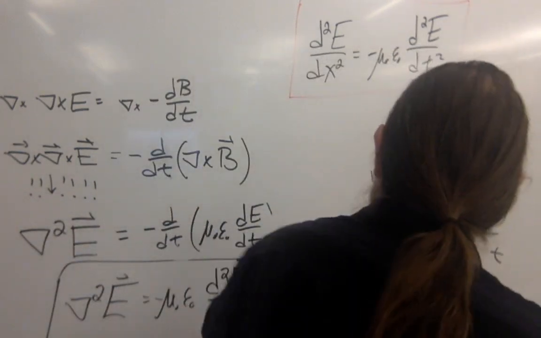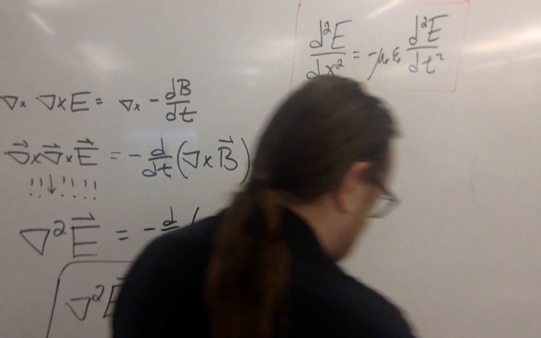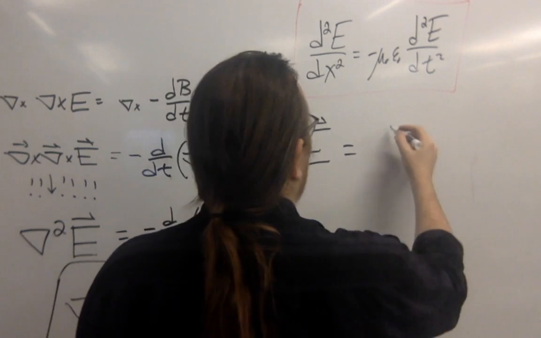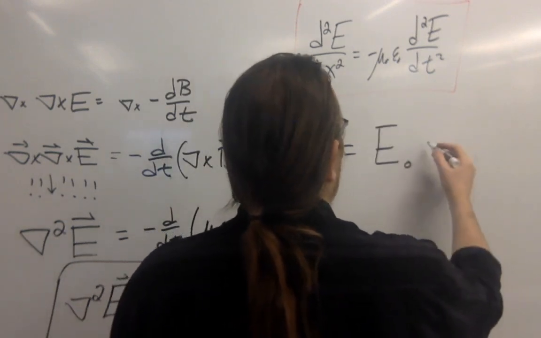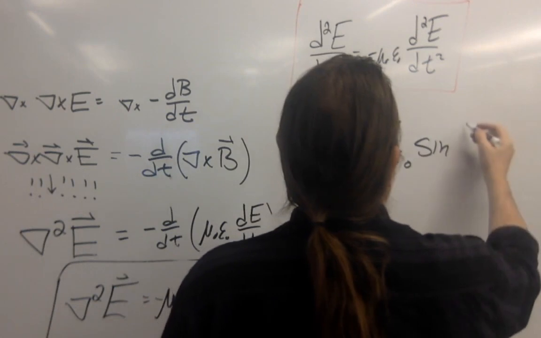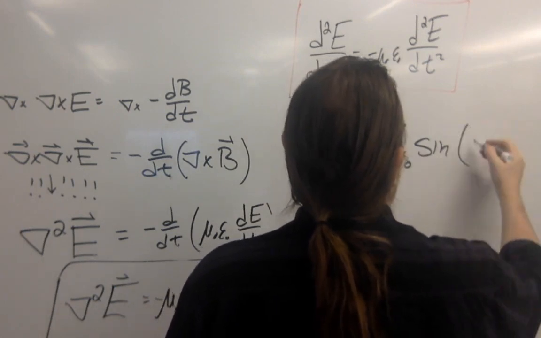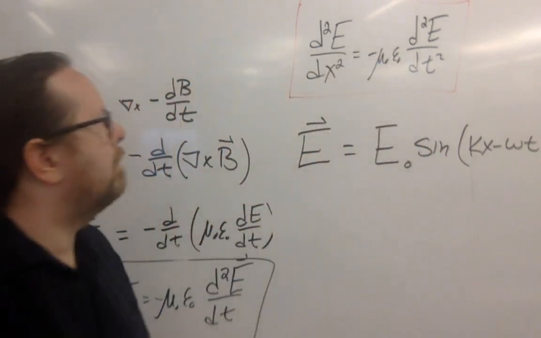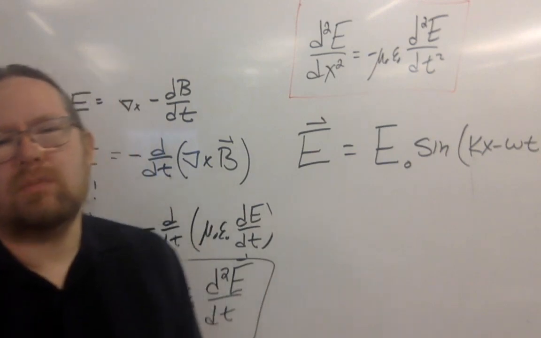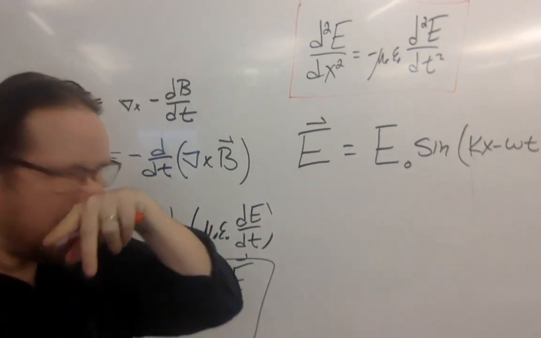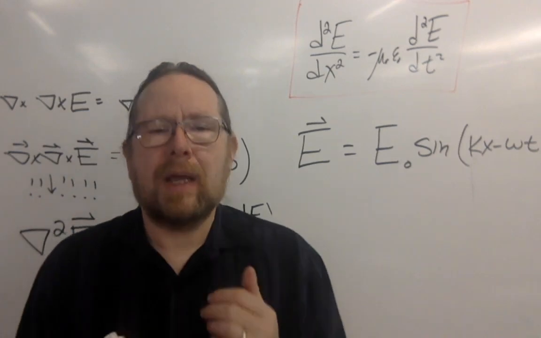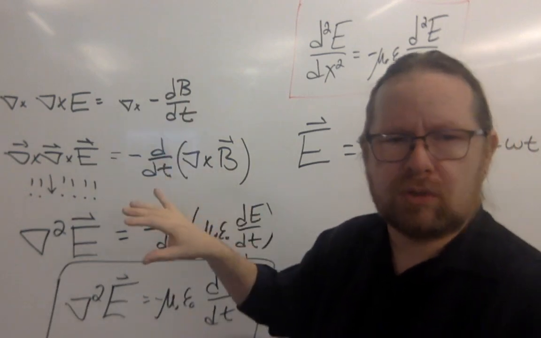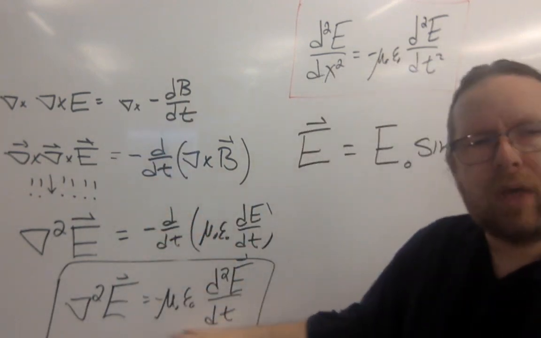The solution of that wave equation is that the electric field as a function of time is equal to some amplitude times the sine of kx minus omega t, where k and omega are related to these constants mu and epsilon. So what did Maxwell, quote unquote, discover? Maxwell discovered that if you take the equations of electromagnetism and perform a little calculus wizardry on them, you get a wave equation for the electric field.